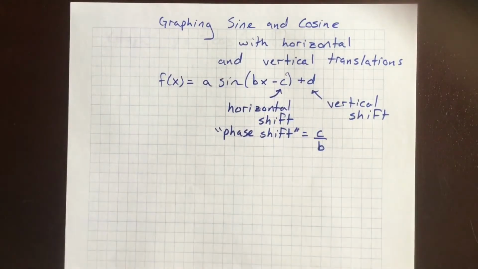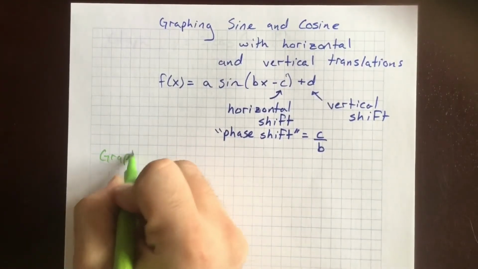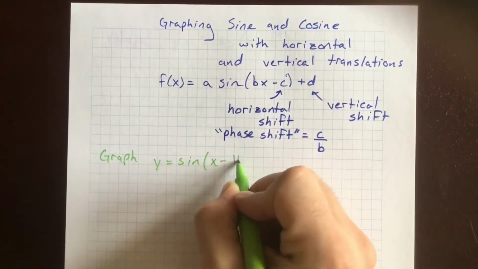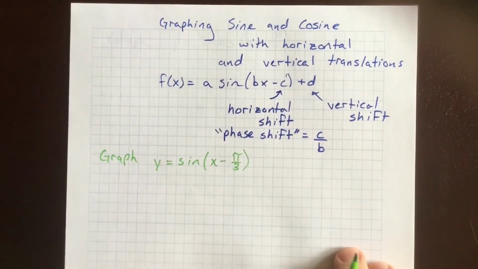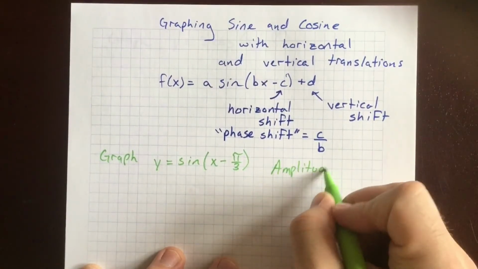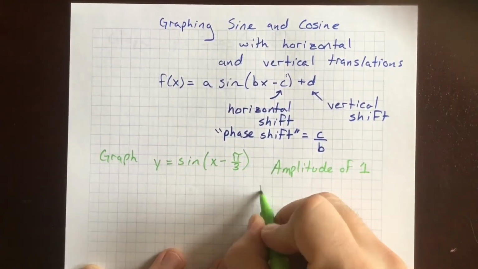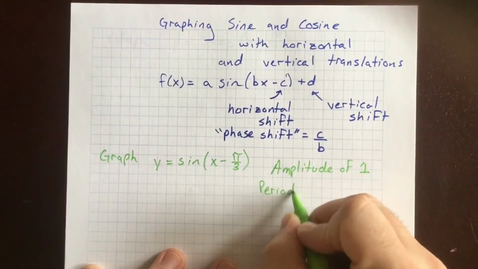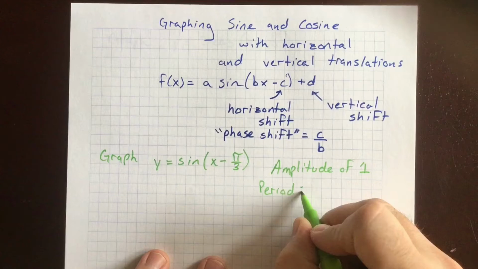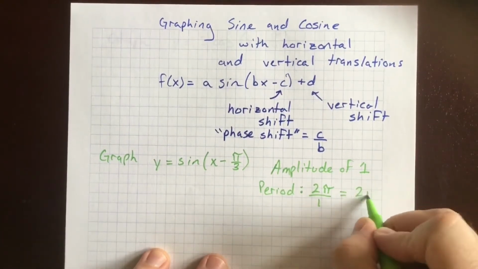So phase shift, horizontal shift, vertical shift, that's our focus for this lesson. So let's say we want to graph y equals sine of x minus pi over 3. From the previous lesson, we know that the amplitude of this function is 1, and that the period of this function is 2 pi divided by b, which is 1, so just 2 pi.